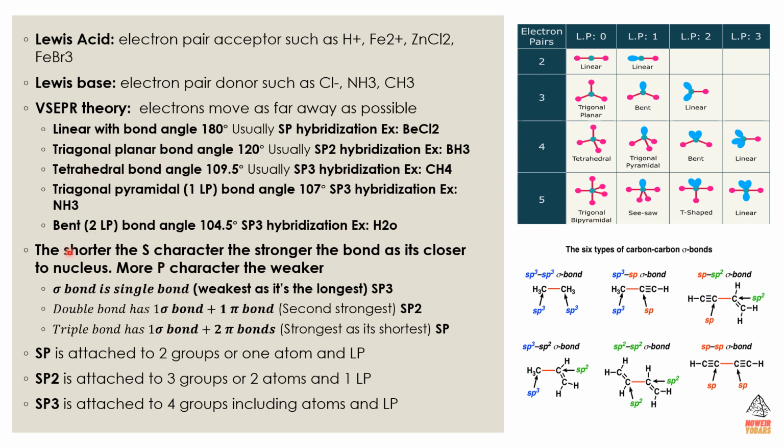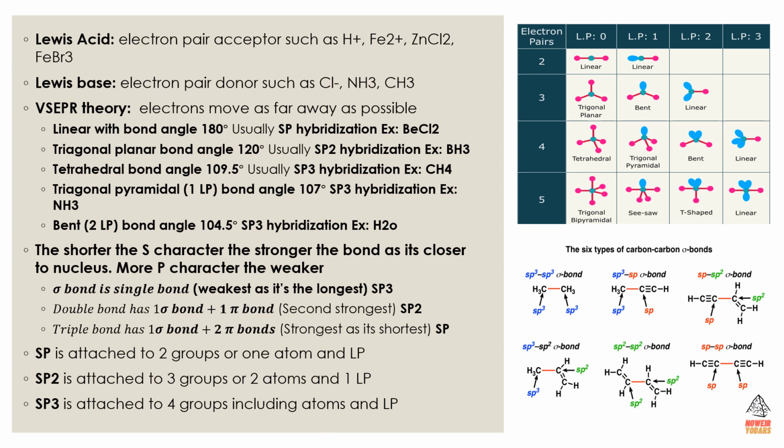And next we have bent, which has two lone pairs and a bond angle of 104.5, and it's sp3 hybridization. An example of that is water. The more s character, the stronger the bond, and it's closer to the nucleus. The more p character, the weaker.